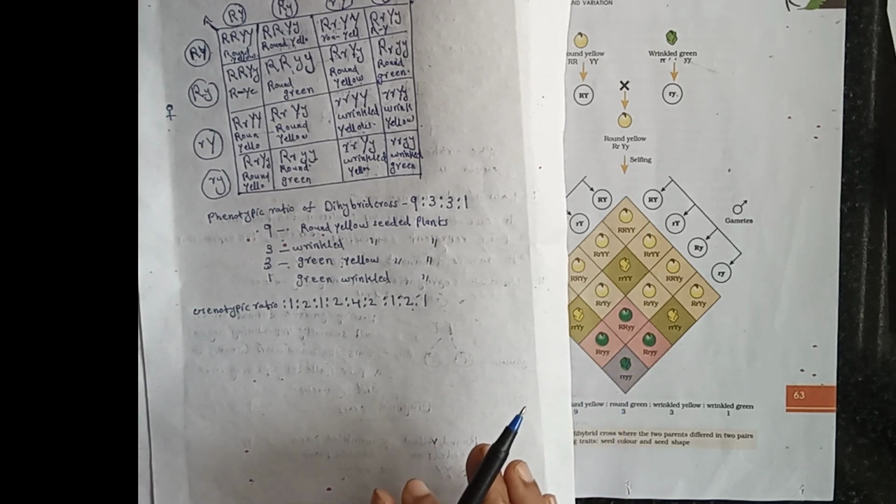We can take different types of cross: tallness, flower color, flower position, pod color, pod shape, seed shape. There are 7 contrasting characters. We can take any 2 contrasting characters for dihybrid cross. Here we take color and shape of seed.